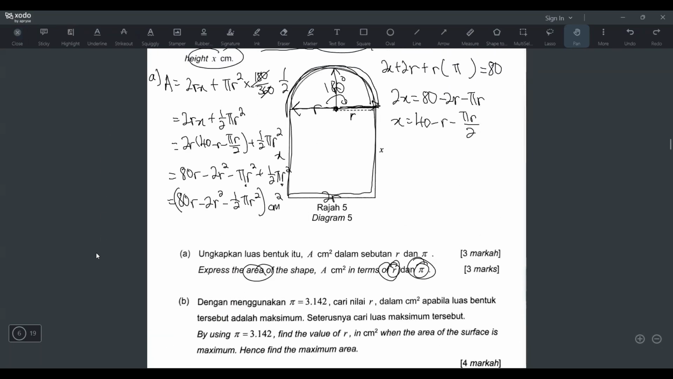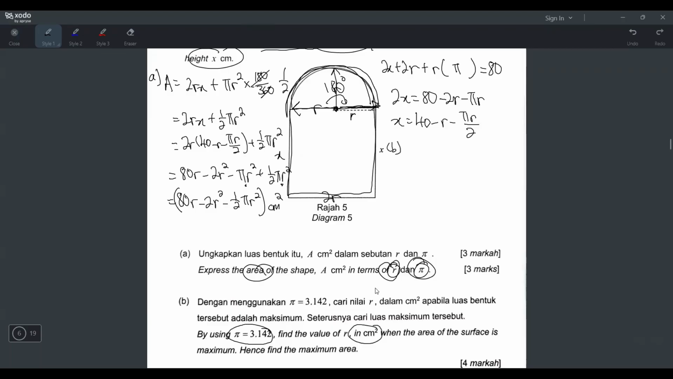Okay, B I will do. Let's read. By using pi is 3.142, find the value of r in cm square. Huh? How can r be in cm square? Maybe they meant cm, because radius, how can it be in cm square, right? So find the value of r in cm when the area of surface is maximum. Find the maximum area. So they want you to find two things: radius and area. But the keyword here is maximum, right? This is a differentiation question.